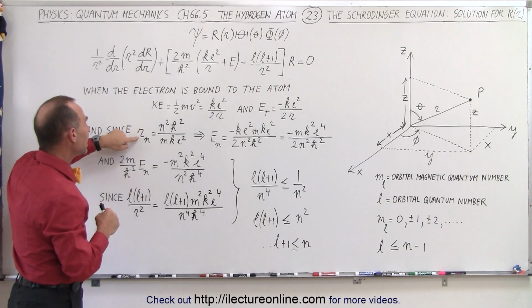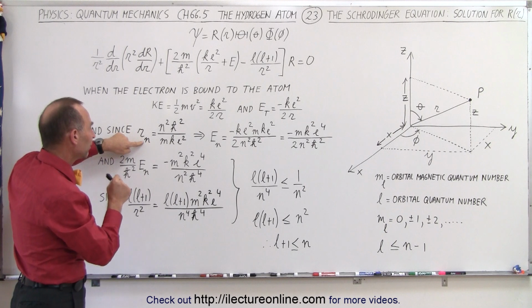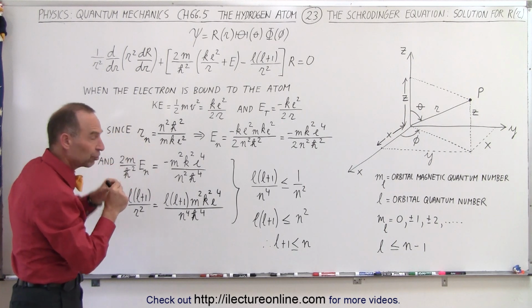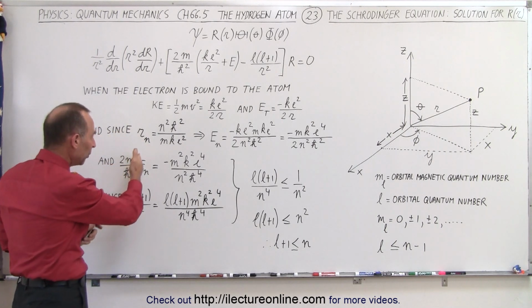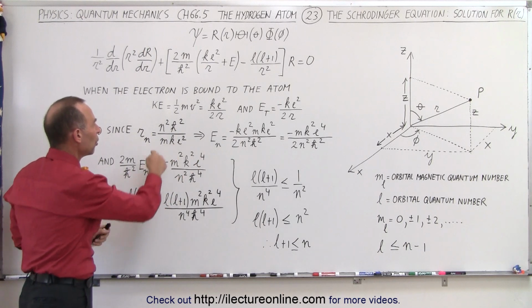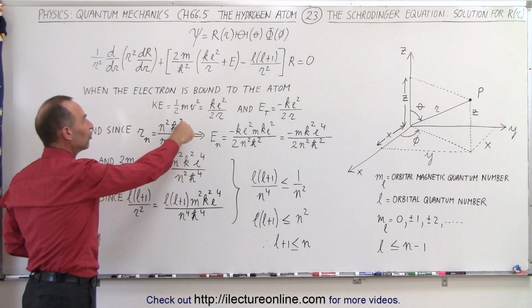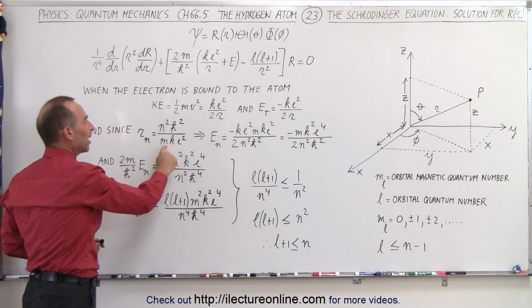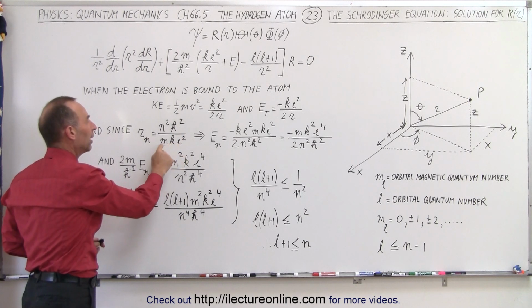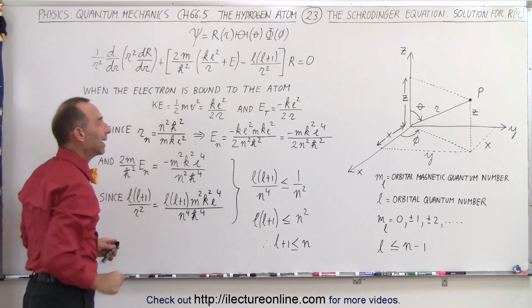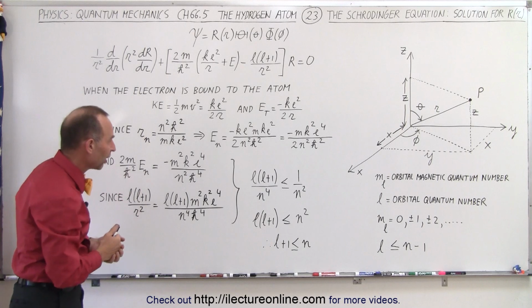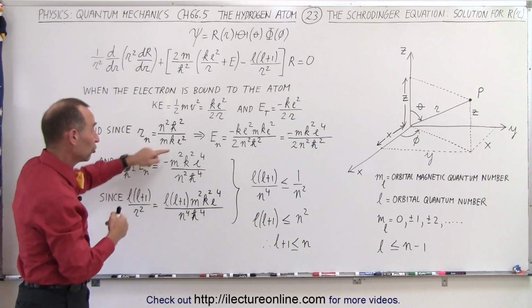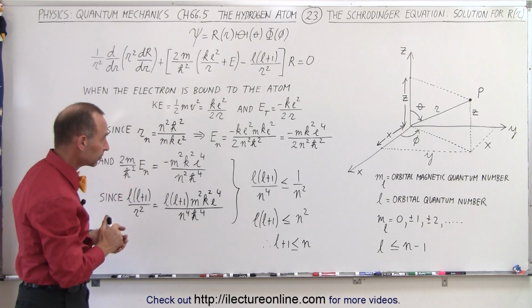Now we know that the radius of the orbit of the electron in hydrogen as a function of the quantum number n representing the different energy levels, we figured out that this was equal to n squared h bar squared divided by m k e squared, m being the mass of the electron and e being the charge on the electron, or also the charge on the proton, of course.